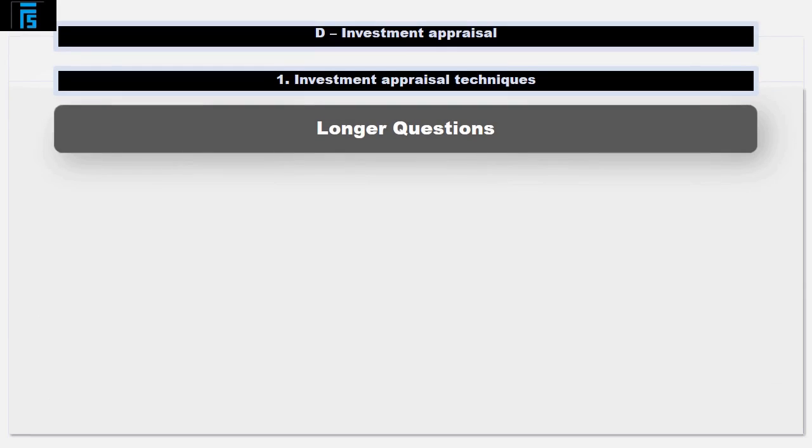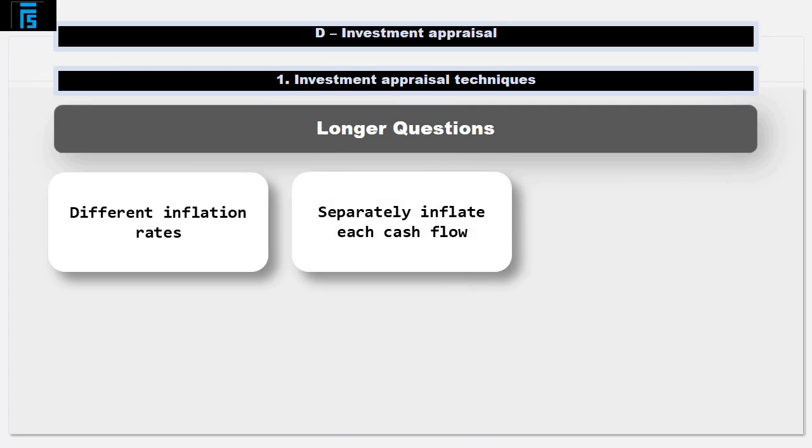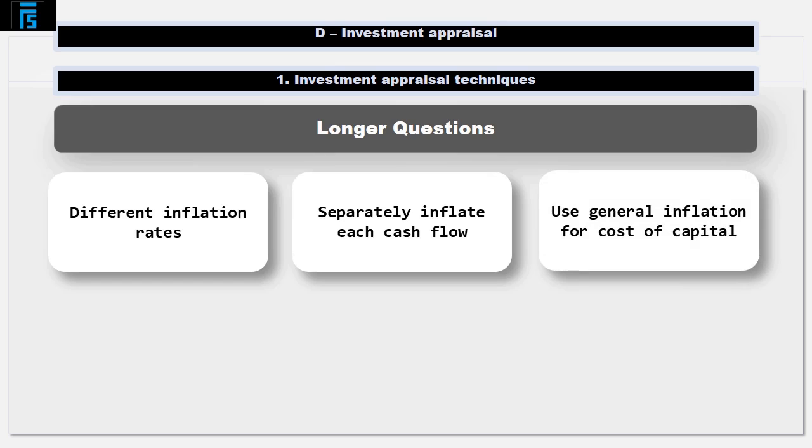Often in longer questions, different inflation rates may relate to different types of cash flows. In this situation, you inflate the cash flows at their own individual rate and then discount them all back at an inflated cost of capital. The inflation rate that you would use to calculate the cost of capital in this case would be general inflation, such as the Consumer Prices Index or Retail Prices Index.